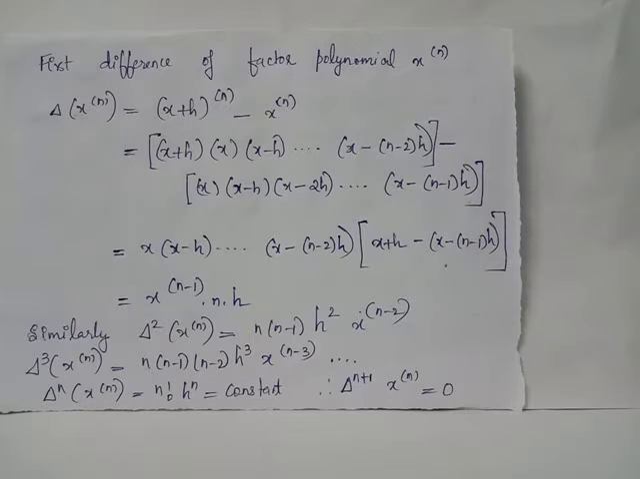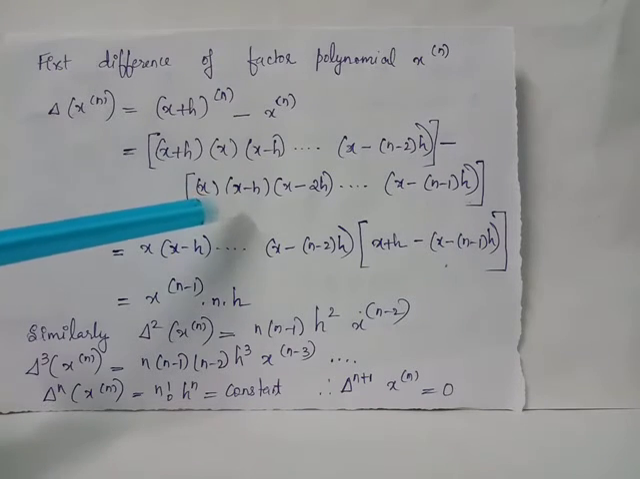Let us evaluate forward differences of the factorial polynomial. The first forward difference of the factor polynomial x raised to n equals x plus h the whole raised to n minus x raised to n. X plus h the whole raised to n becomes x plus h into x minus h into etc. x minus n minus 2 into h. Here we are taking the product of n consecutive factors. X raised to n means x into x minus h into x minus 2h into etc. x minus n minus 1 times h.